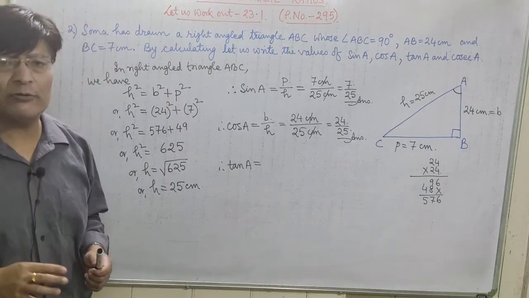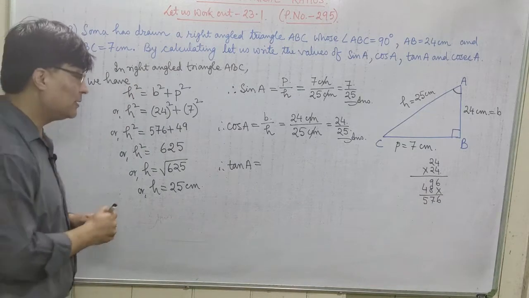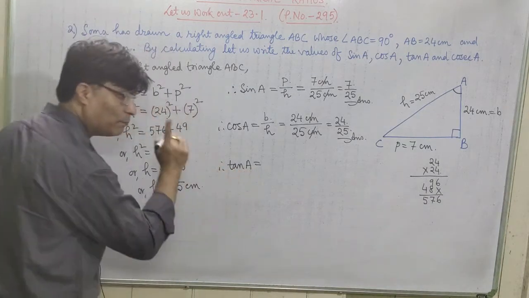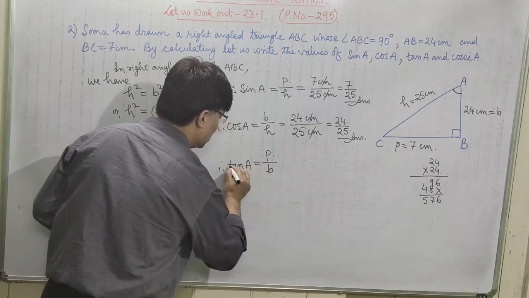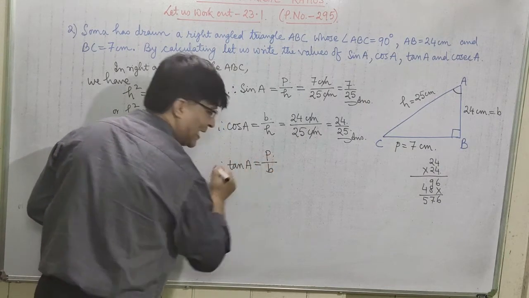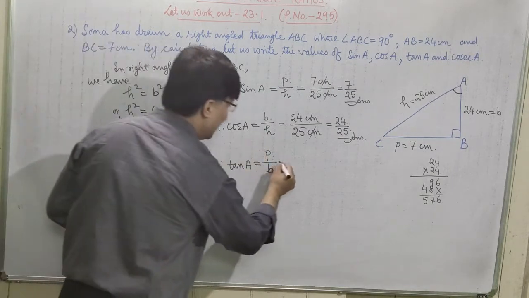Some people have curly brown hair turned permanently black. Turned means T, tan A. Permanently P, divided by black, B. That is, tan A is equal to perpendicular by base.